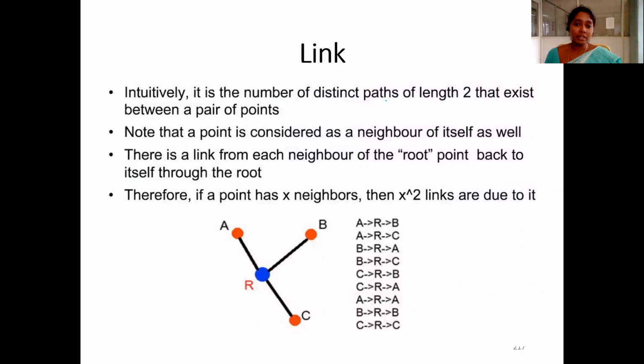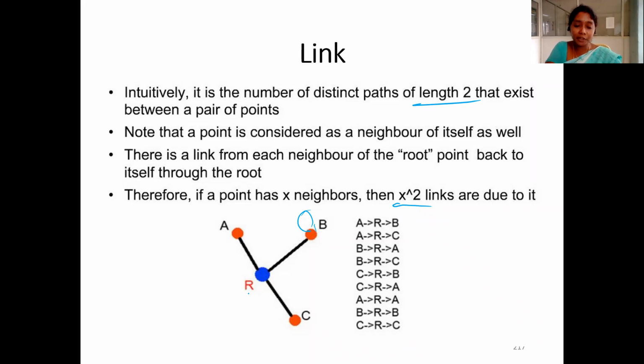Intuitively, the number of links is the number of distinct paths of length 2 that exist between a pair of points, as we have already discussed. Note that a point is considered a neighbor of itself as well. So we can say that B is a neighbor of itself. And if a point has X number of neighbors, then there are approximately X power 2 links.